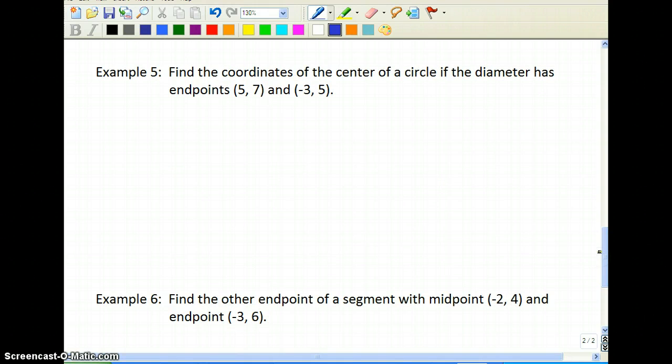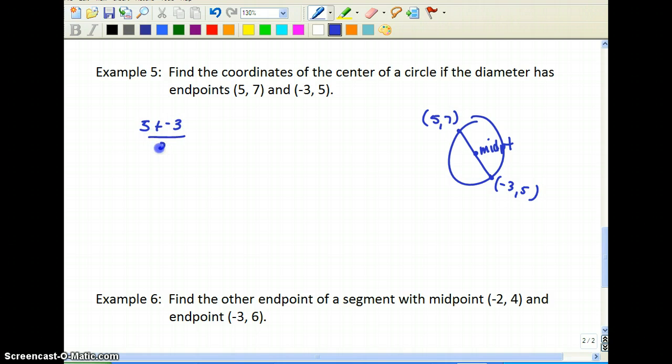Find the coordinates of the center of a circle given the diameter endpoints. So again, you might want to draw a picture. Put your endpoints on there, and you can put your diameter wherever you want. They want to know what the center is. Well, that would be the midpoint. So this is just telling you to use the midpoint formula. So 5 plus -3 over 2, and 7 plus 5 over 2, 2 over 2, and 12 over 2. So the midpoint must be 1, 6. So it might help if you draw pictures.